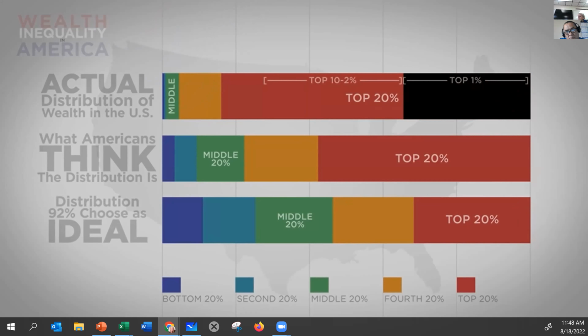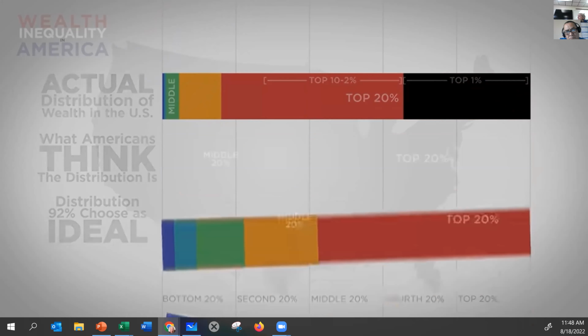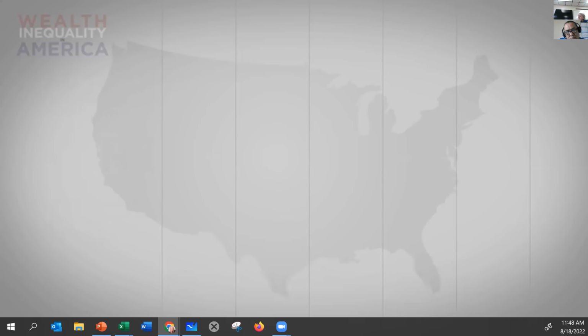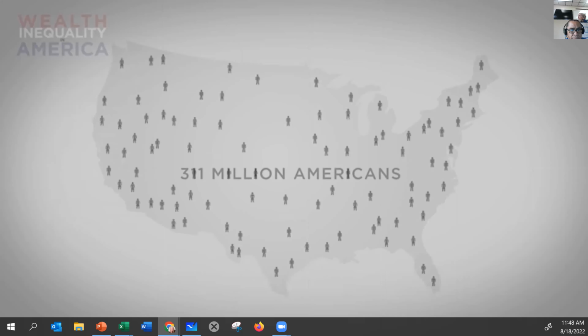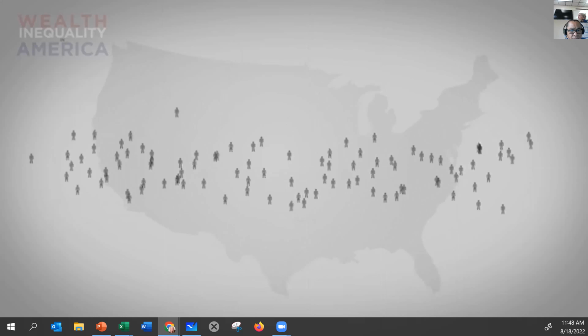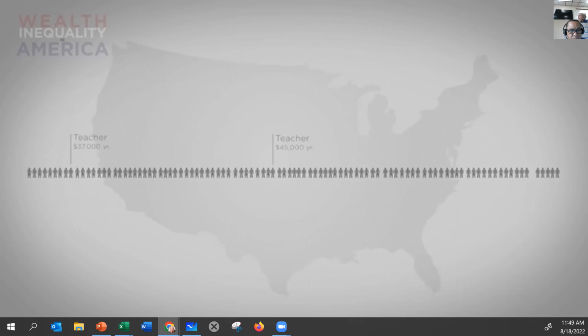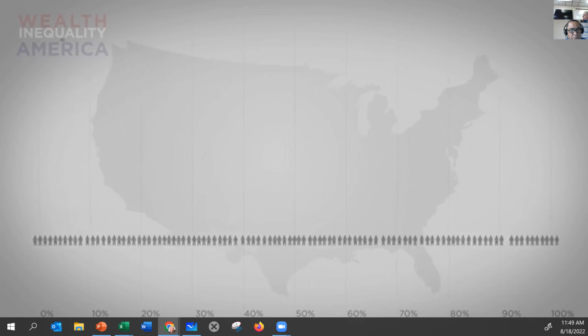Mind-blowing. But let's look at it another way, because I find this chart kind of difficult to wrap my head around. Instead, let's reduce the 311 million Americans to just a representative 100 people. Make it simple. Here they are: teachers, coaches, firefighters, construction workers, engineers, doctors, lawyers, some investment bankers, a CEO, maybe a celebrity or two. Now let's line them up according to their wealth. Poorest people on the left, wealthiest on the right, just a steady row of folks based on their net worth. We'll color code them like we did before based on which 20% quintile they fall into.